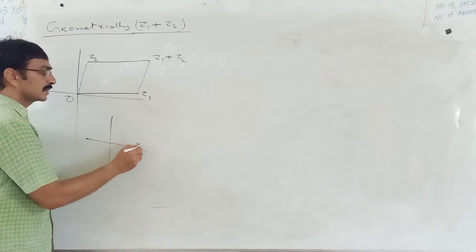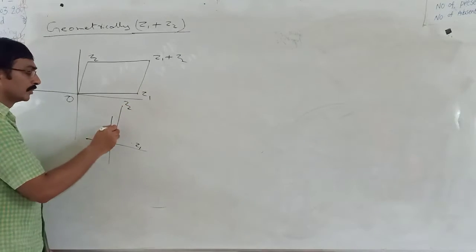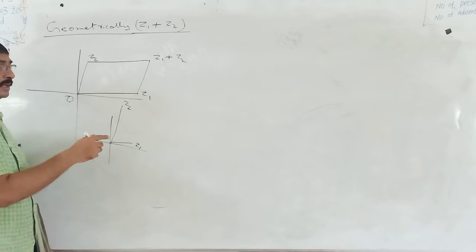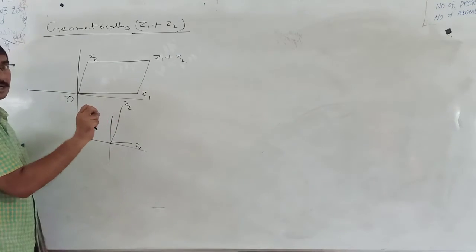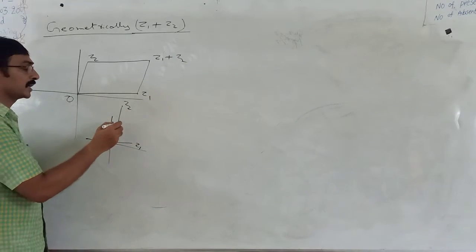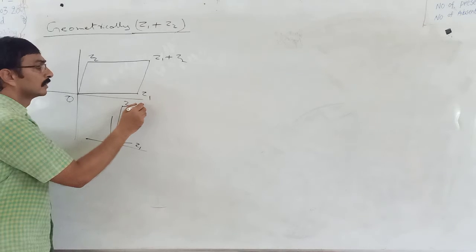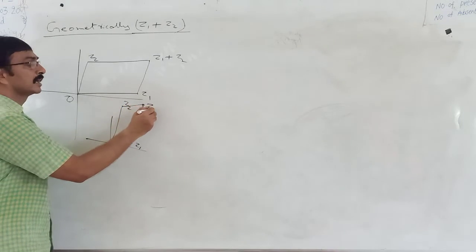Suppose this is the complex number Z1, this is the complex number Z2. We need the position of the complex number Z1 plus Z2. So complete the parallelogram with these three: origin, Z1, Z2. When the parallelogram is completed, that fourth vertex is automatically Z1 plus Z2.